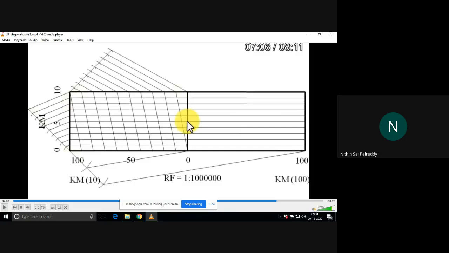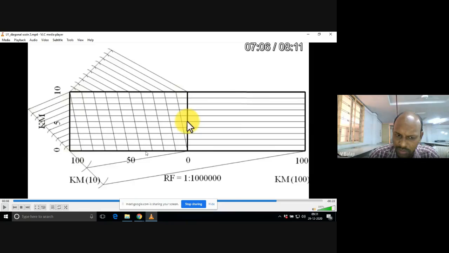109. Okay, intersection of hectometer and decameter line. Can you tell me where I need to mark 109? That means to mark 109, I need to locate two important points. The distance between the 2 points will be 109. In that way I am asking.